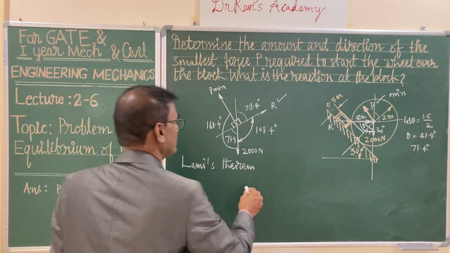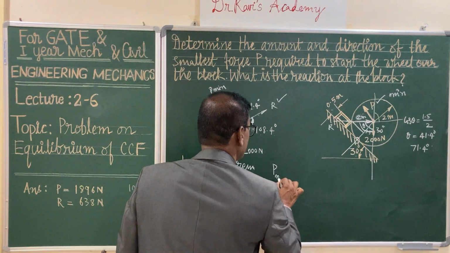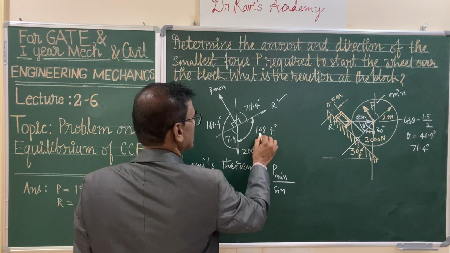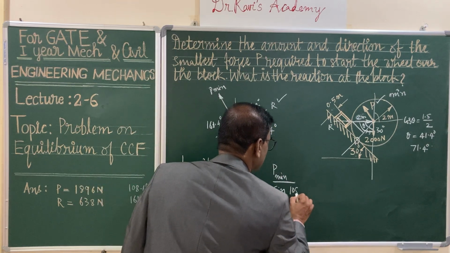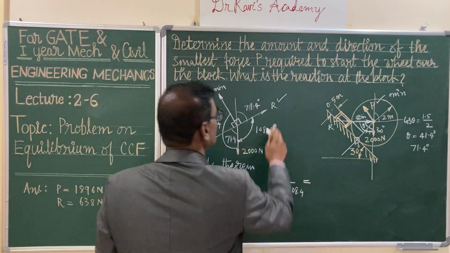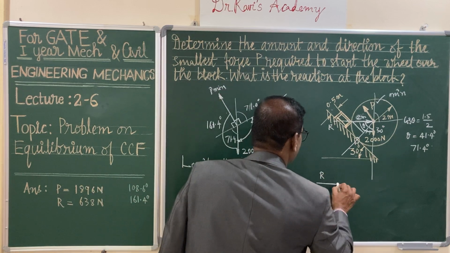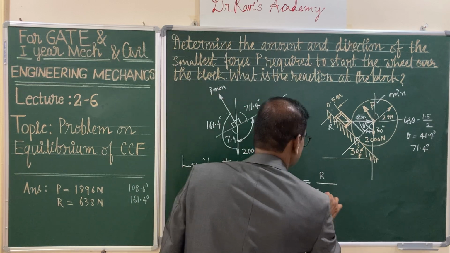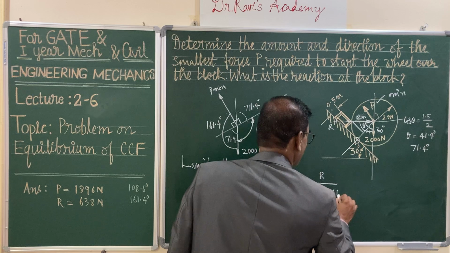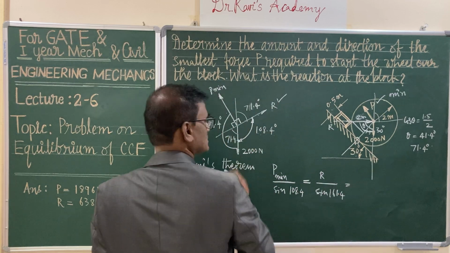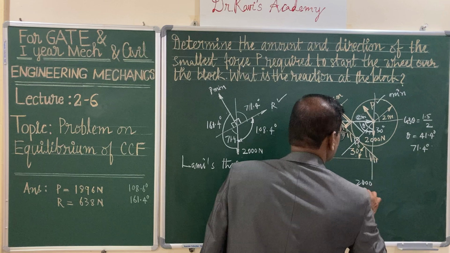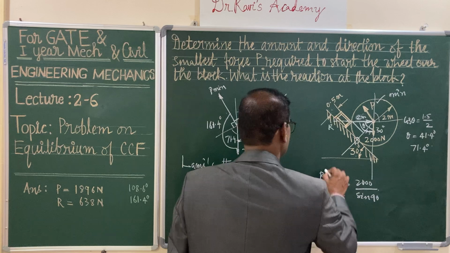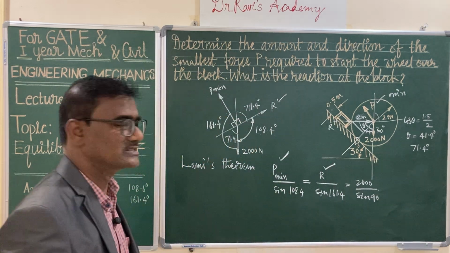You want to calculate P minimum. So let us write P minimum divided by sine of the angle between the other two forces, that is 108.4 degrees, which is equal to R divided by sine of the angle between the other two forces, that is 161.4, which is equal to the weight, 2000 newtons, divided by sine 90. From this you can calculate the P minimum as well as R values.